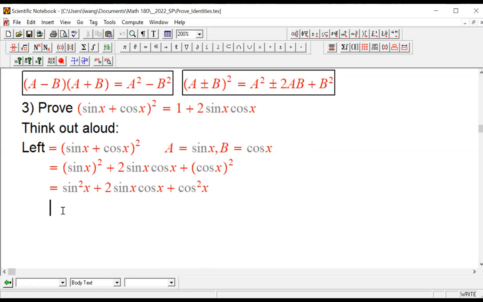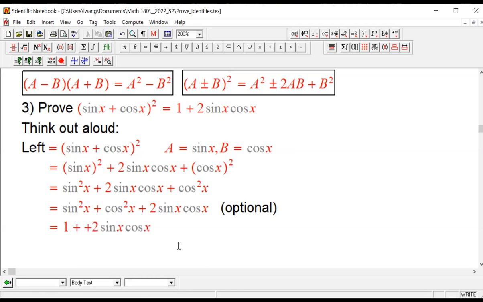And then sine squared plus cosine squared, this makes 1. So we can bring this physically together. You don't have to, right? So this step is completely optional. And the next, sine squared plus cosine squared, that's 1. So 1 plus 2 times sine x cosine x. So that's proved. That's the proof, from our scratch paper.